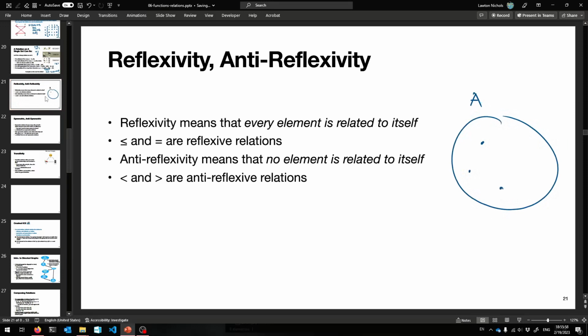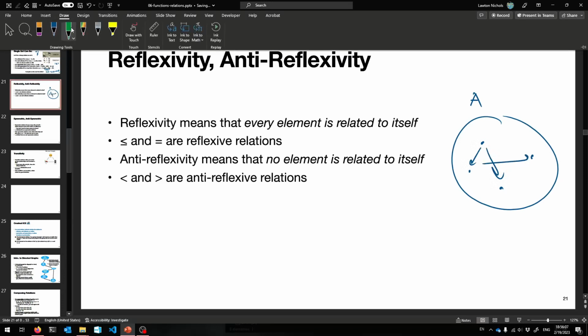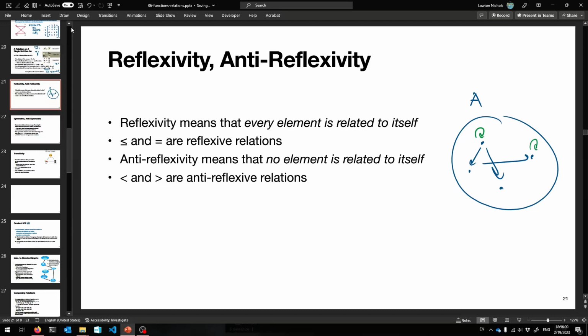Here are the elements of the domain. Maybe I have some things related to other things. In order for this relation to be reflexive, every element must be related to itself. So these arrows must exist in my relation. Does that make sense?